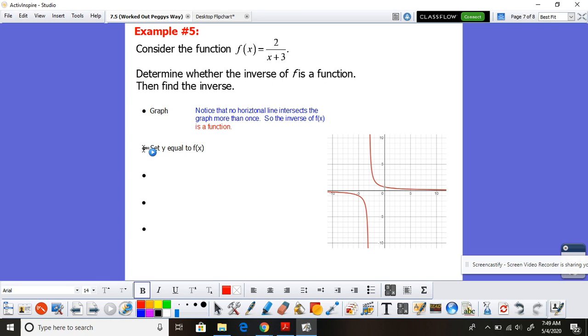So remember, when I find the inverse, all I'm going to do is flip our x and our y. So f of x is the same as y, and then I'm just going to flip them, okay? So make my y an x, my x a y. And then just solve, okay? Cross multiply, do a little bit of algebra. Here's my answer. That would be the function of the inverse. So y equals 2 over x minus 3.